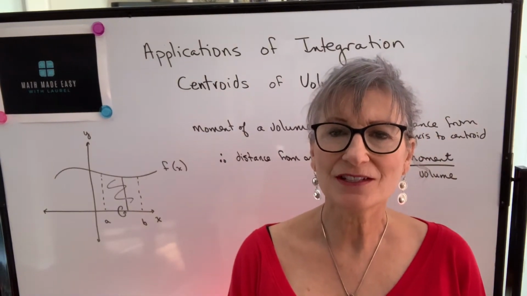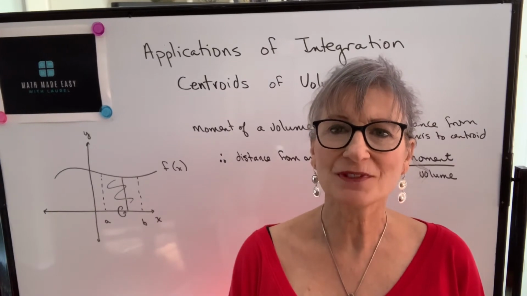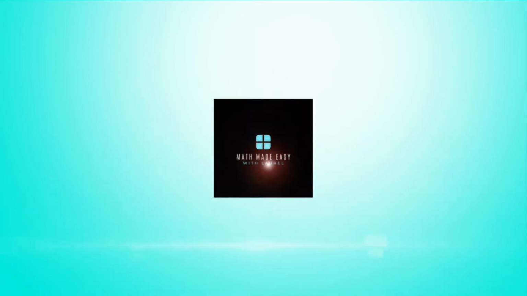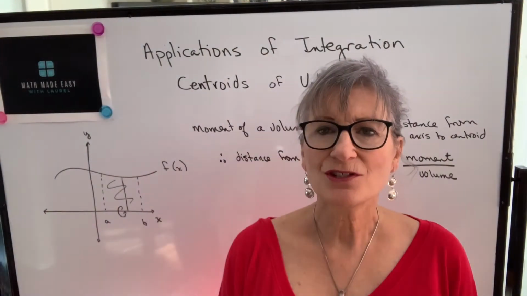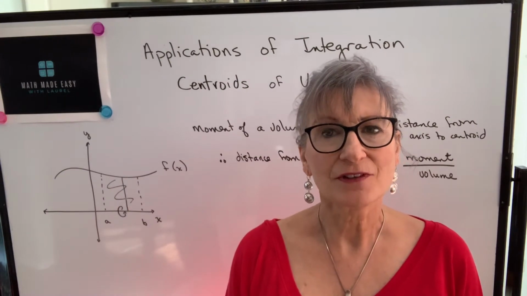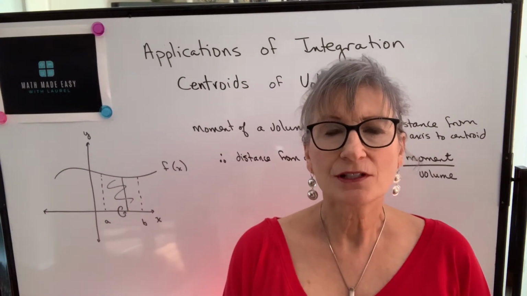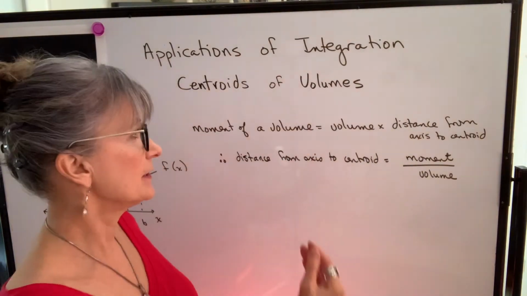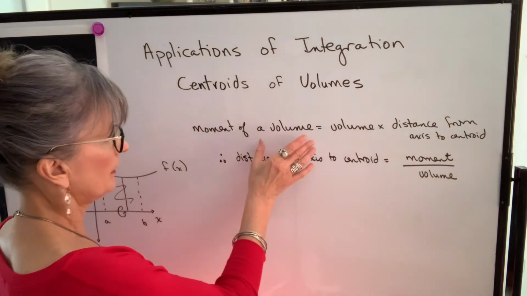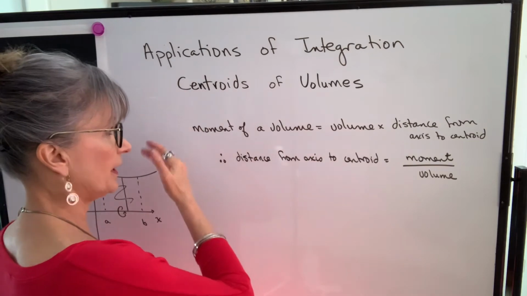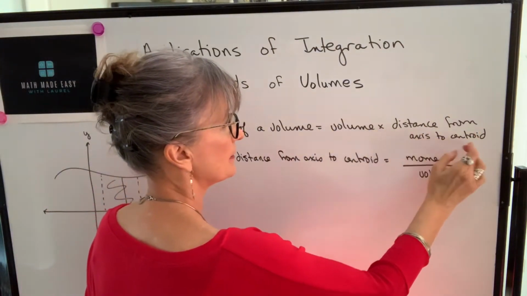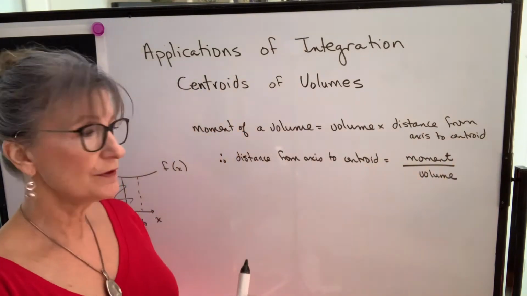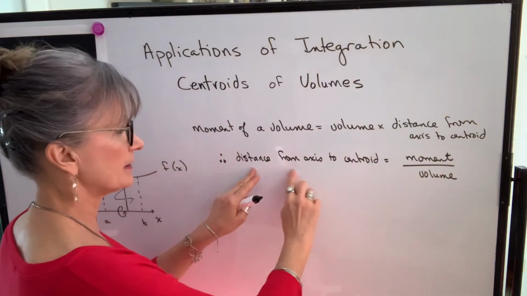I'm Laurel, and in this video we're going to take a look at centroids of volumes. In the previous two videos we looked at finding centroids of areas, and we're going to use the same idea that we did with areas, where the first moment of a volume, just like the first moment of an area, will be equal to the total volume times the distance from the axis to the centroid. So we're going to use this formula to find that distance to the centroid.